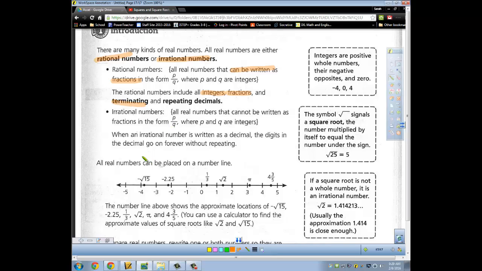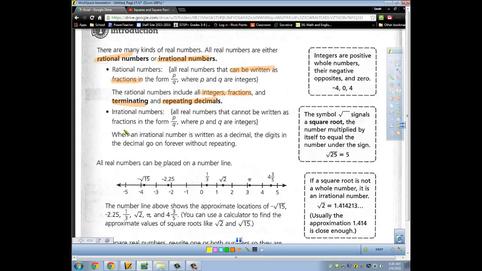Terminating decimals are decimals where, when you're dividing, you eventually get a remainder of 0. It's like 2.5. Since that 5 has a definite end, it doesn't repeat, doesn't keep going, it's a terminating decimal. And repeating decimals, so like 0.3 repeating would be 1/3, so that's a fraction.